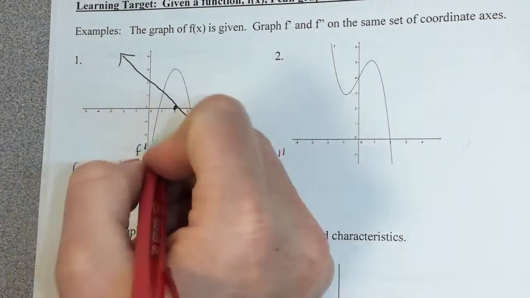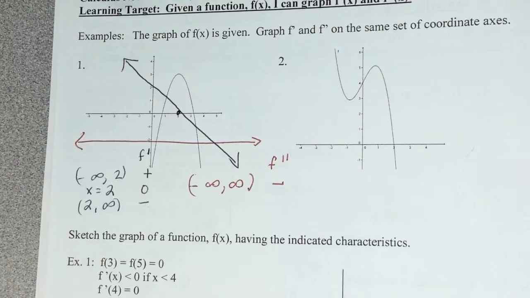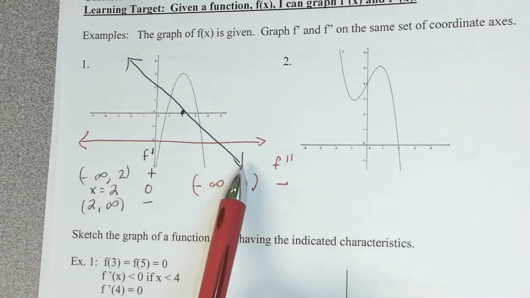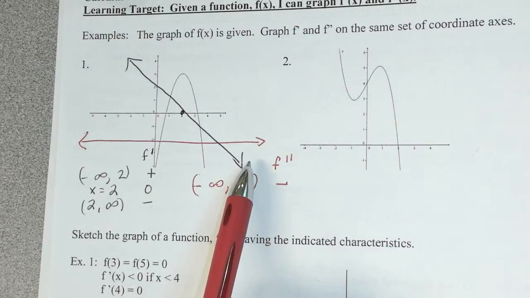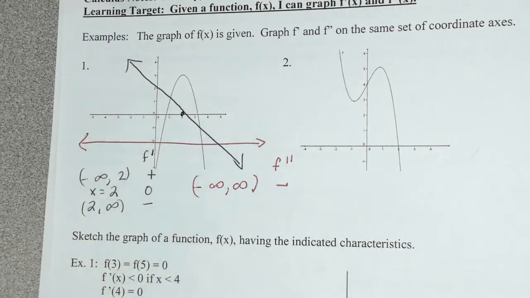D. I don't know exactly where it's going to go, but it's going to have to look something like that. And the other way I know that is because this is the line y equals negative 2x. And what's the derivative of y equals negative 2x? Just negative 2. So it would have to be this line.